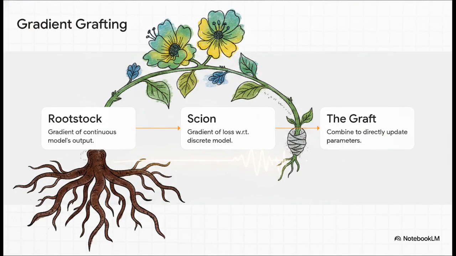They cracked this by borrowing an analogy straight from botany called gradient grafting. Think of grafting a plant. You take the strong roots of one plant, the rootstock, and attach the flowering stem of another, the scion.